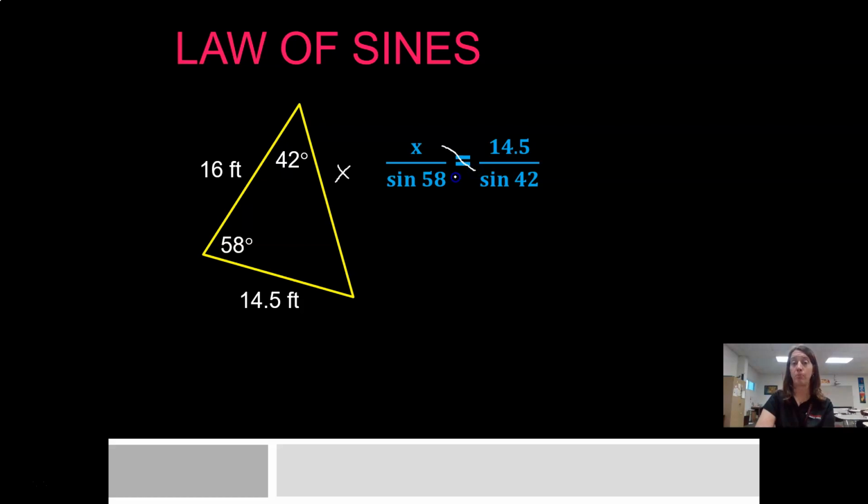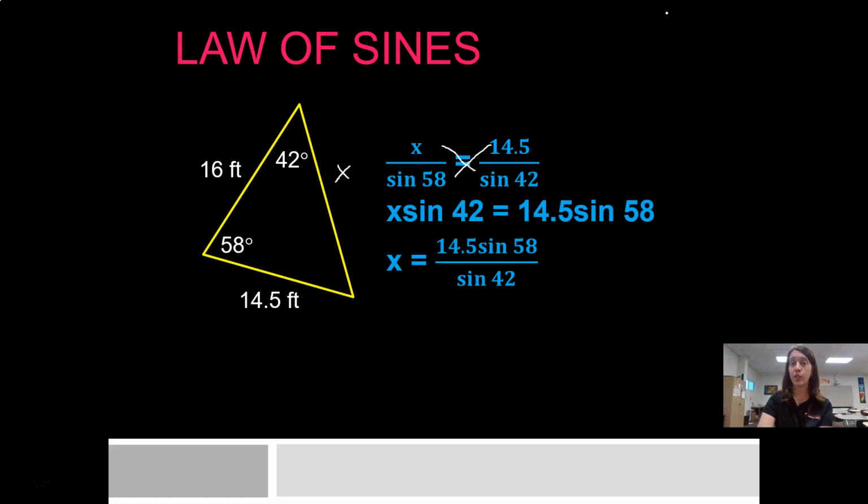We're going to cross multiply to help us begin to solve for X. So I have X sine 42 is equal to 14.5 sine 58. Again, don't touch your calculator until the very final step. To get X by itself, divide over your sine 42. That cancels the multiplication. So 14.5 sine 58 divided by sine 42.